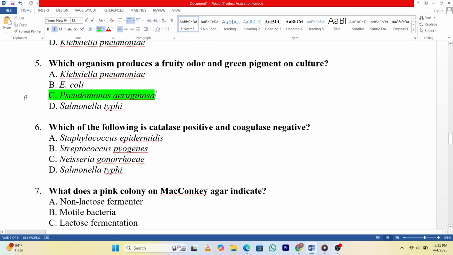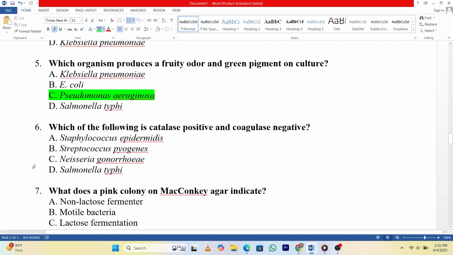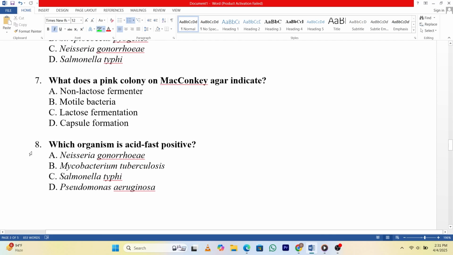6. Which of the following is catalase positive and coagulase negative? A. Staphylococcus epidermidis. B. Streptococcus pyogenes. C. Neisseria gonorrhoeae. D. Salmonella typhi. Answer, A.